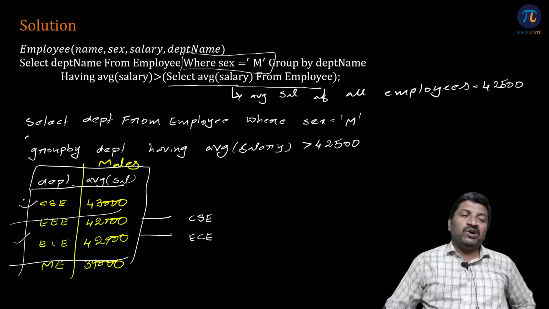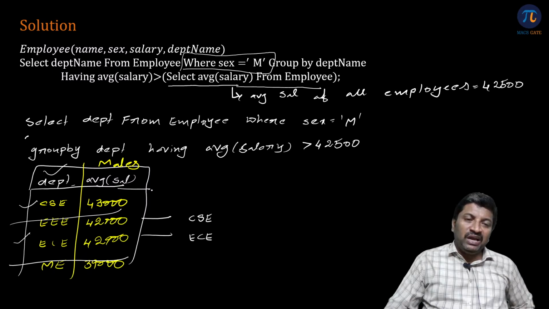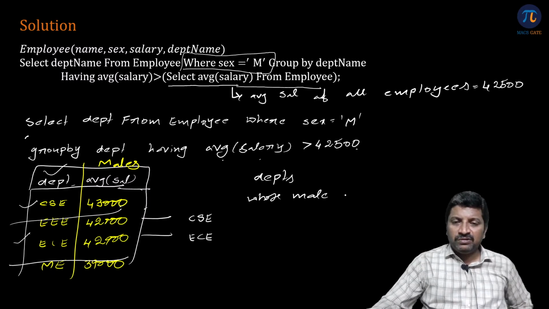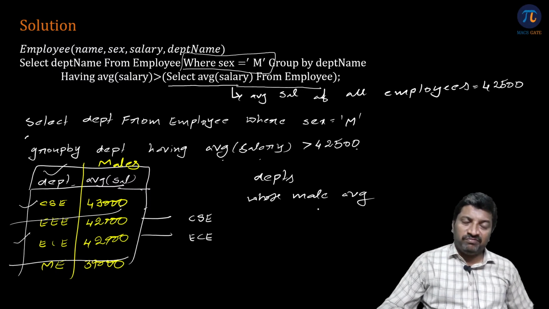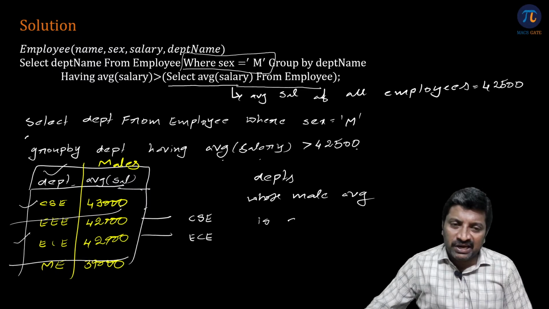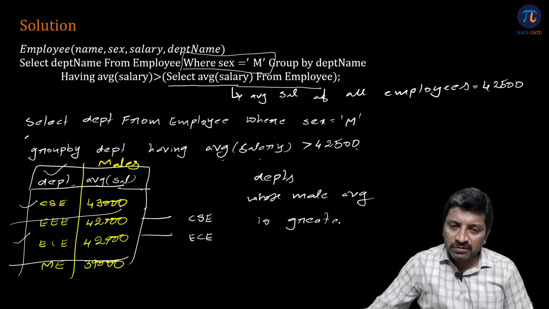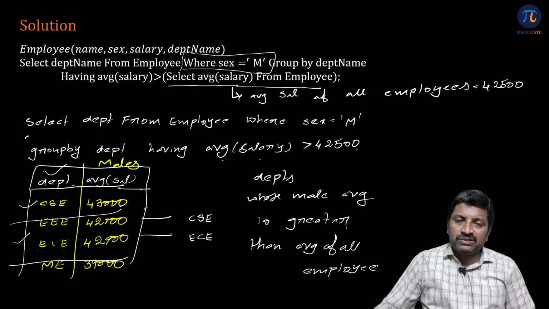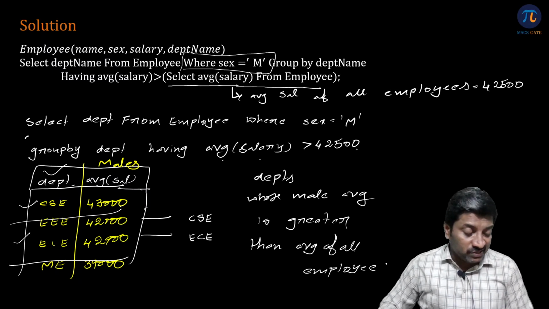So what are you getting, sir? You are displaying the departments whose male average is greater than the average of all the employees. So departments whose male average, because you are considering only male people for group by, is greater than the average of all the employees. Hope you understood it. So then what is our answer, sir?